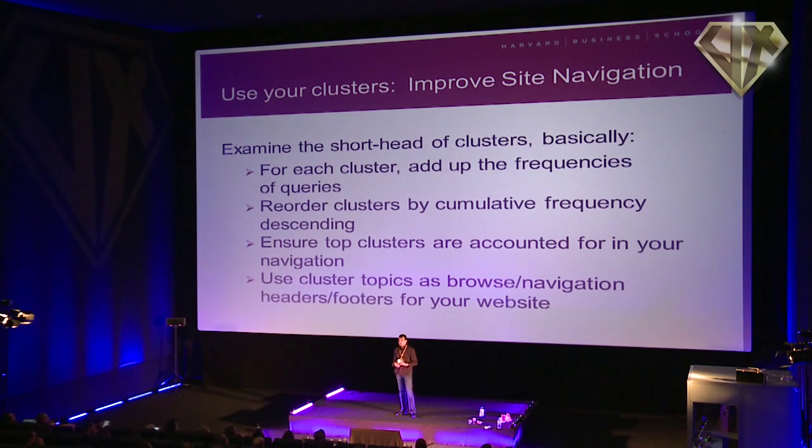So we can actually try to improve the site navigation. We can look at the clusters which have the highest frequencies, and then make sure that those are somehow applied in your site navigation. And I will show you an example of this. We can make sure that these clusters appear in maybe the header or the footer or somewhere else in your browse taxonomy on your website.